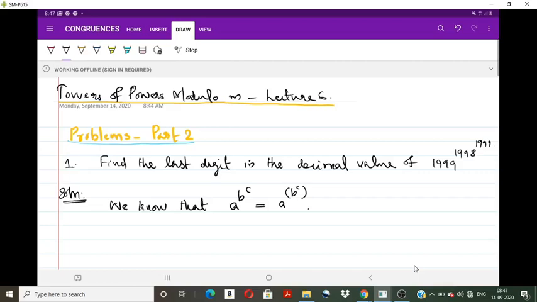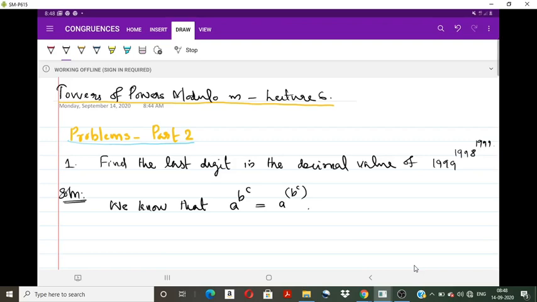Hello all, welcome to the new lecture of the chapter Congruences. In this lecture, we are continuing the problems using the congruence relations. Here we discuss the towers of powers modulo m.